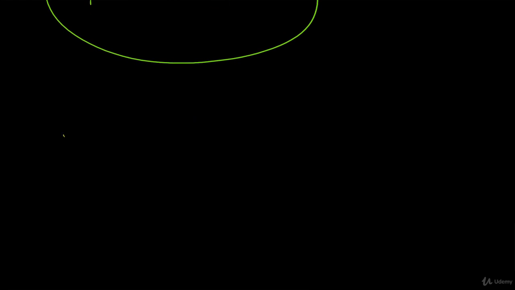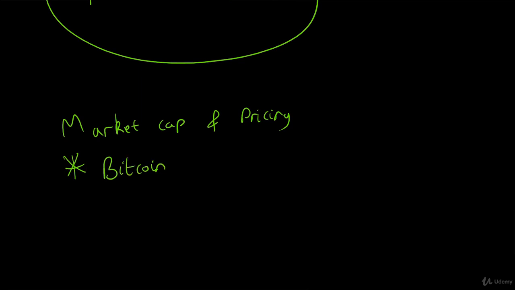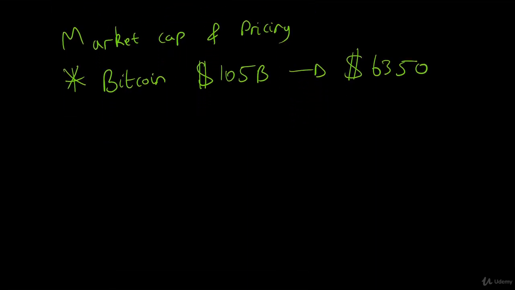Last thing I'm going to do is just cover the market cap and pricing. So, what is the market cap? The market cap for Bitcoin is $105 billion, quite a lot. And the price per Bitcoin, as of creating this video, is $6,350.